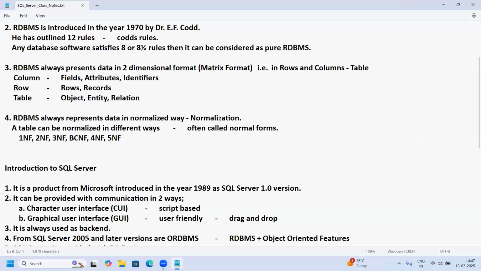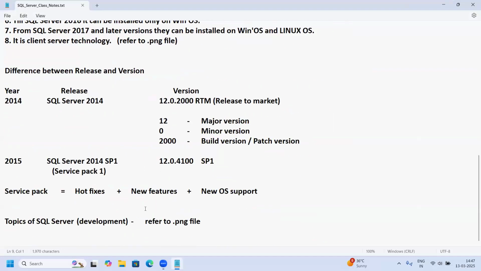Yes, RDBMS, introduction to SQL Server, difference between release and version, topics of SQL Server development. I referred to it with .png. Fine. Yes.